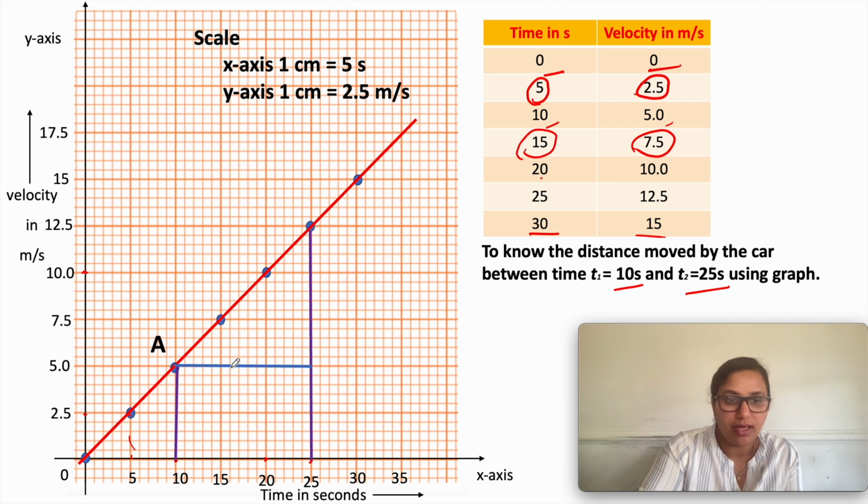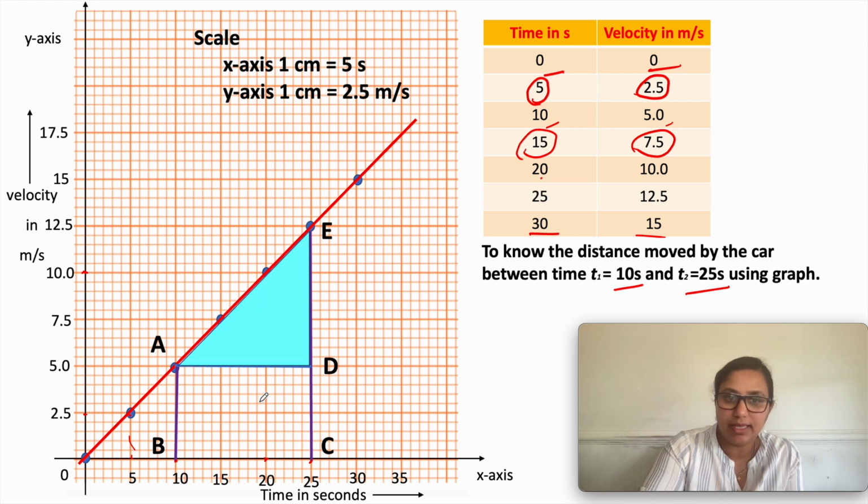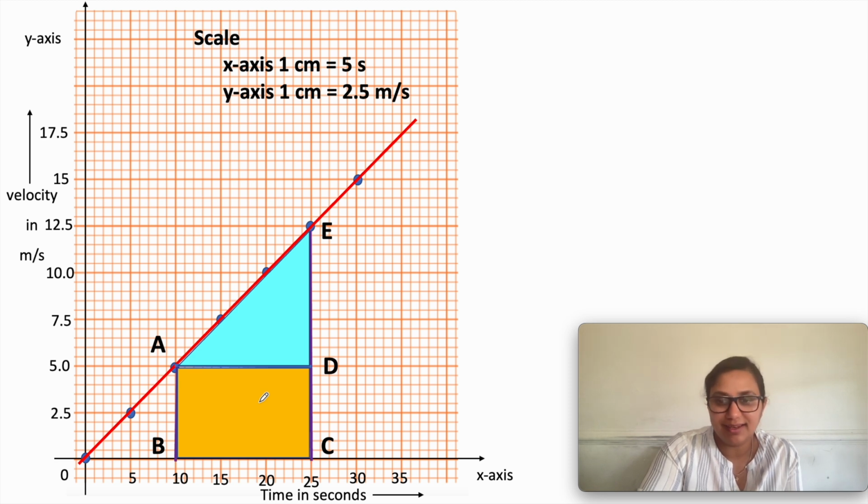So we have this shape A, B, C, D, E. We have divided that into a triangle and a rectangle: triangle ADE and rectangle ABCD. In the last class, we learned that the area under the velocity time graph gives the magnitude of the displacement or distance traveled by a body.